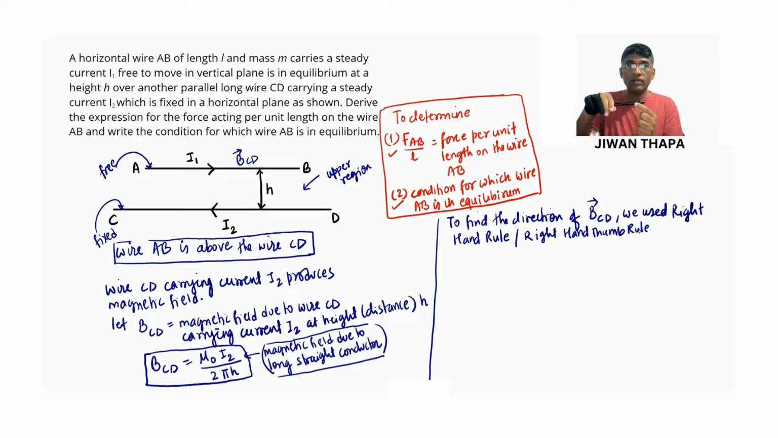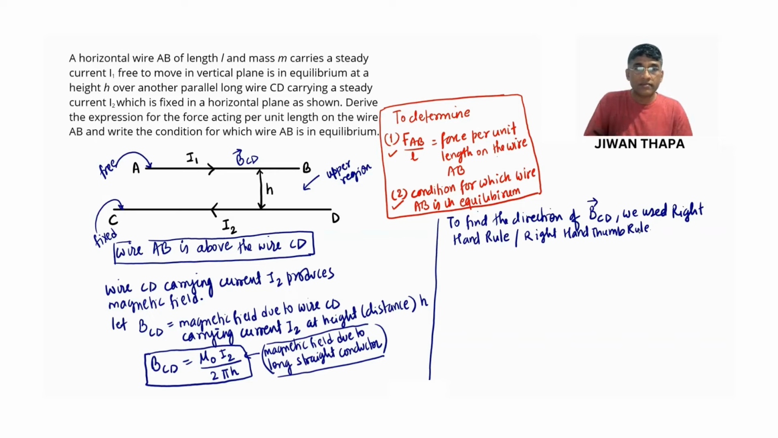So when I hold conductor CD in my right hand with the thumb pointing in the direction of current, then the curl of the fingers in the upper side or upper region of wire CD is in the inward direction.